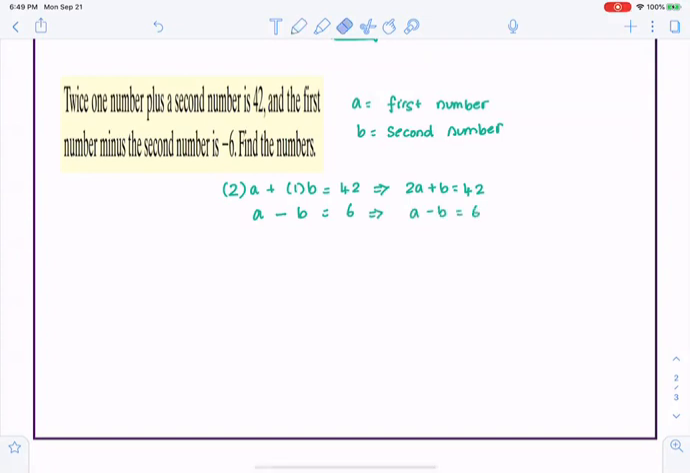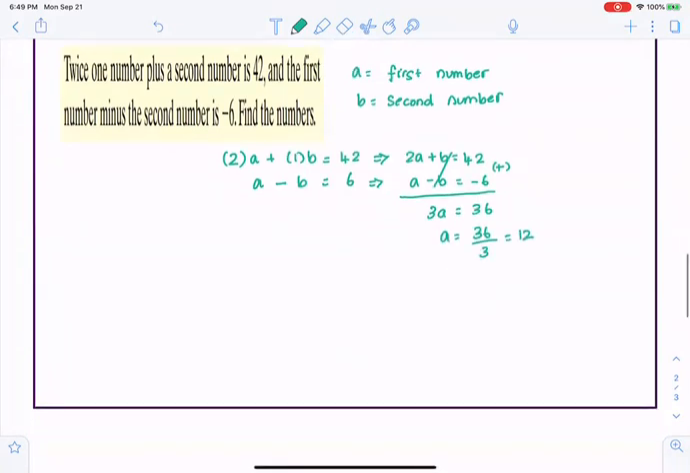And it looks like we can directly eliminate the variable B, because one of them is positive B, the other is negative B. So adding the equations, 2A plus A would be 3A, and B minus B would be 0, and 42 plus 6 would be 48. Actually, A would be equal to the result over 3. So A is 12.